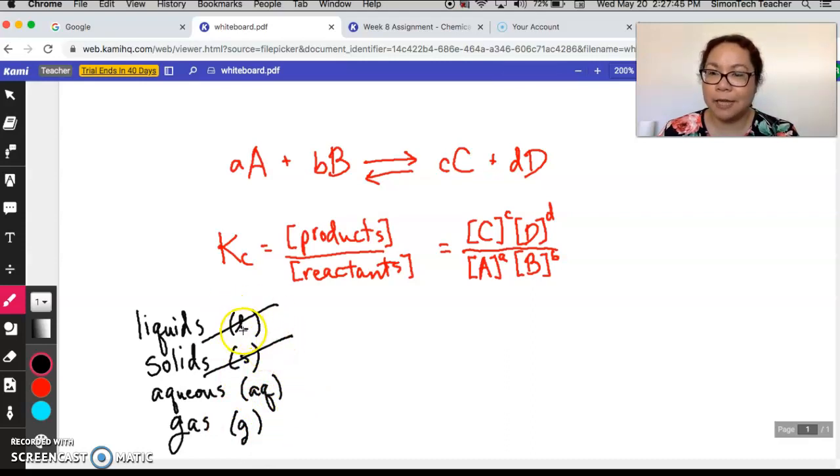We don't take into account the liquids and the solids because they don't really affect the amount of reactants or products. Rather, they are seen as constants, as ones, and usually ones we ignore in math. We don't have to put down the one in this equation here. Okay, so we just don't take those into account.